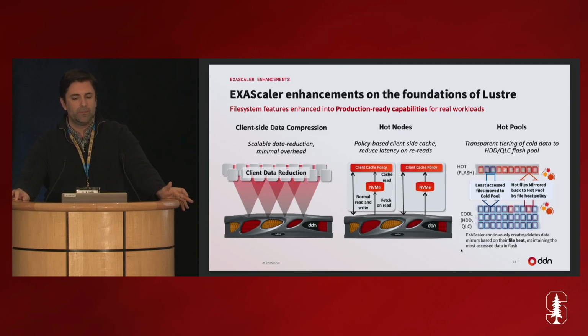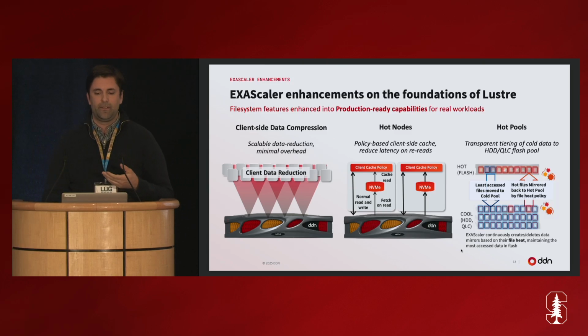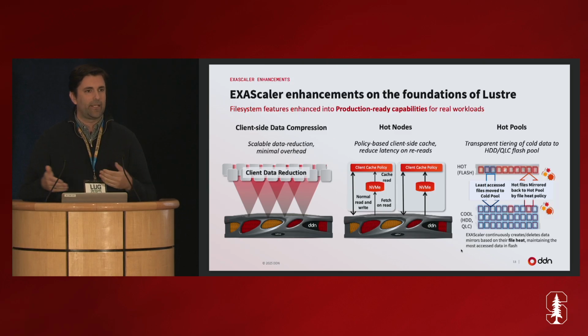And lastly, hot pools. This is another feature that we've had for a while now in EXAScaler. This is a way in which we build on top of the file level redundancy feature within Lustre, and we're able to then use that to transparently tier data between two different pools within the file system. So if you have a smaller fast flash tier and a much larger, colder hard disk drive or QLC flash pool, this feature can take away the effort of maintaining that tiering for you. We have policy engines running that take care of the promotion or the demotion of data between the two pools.